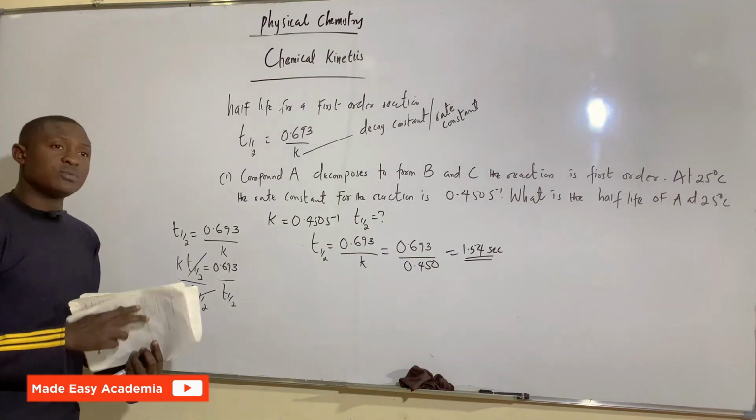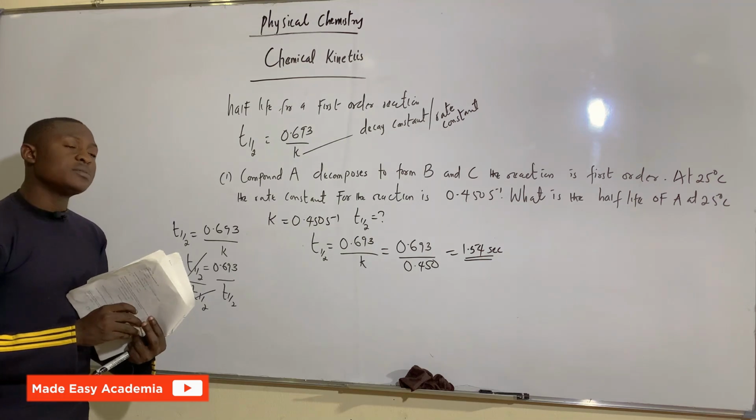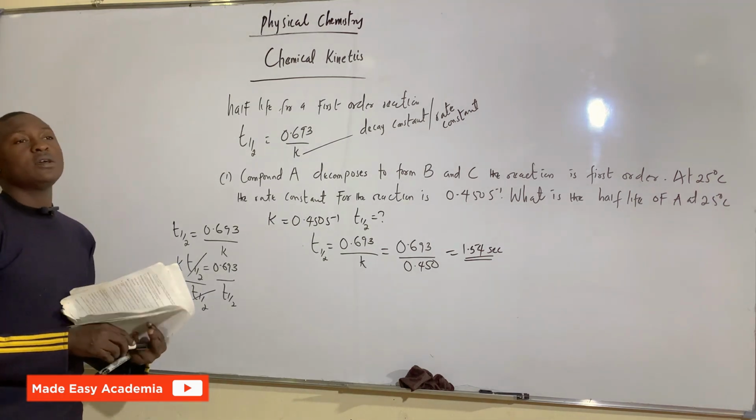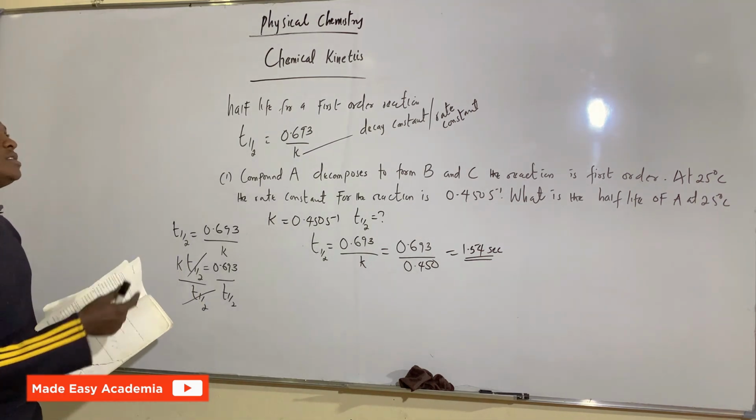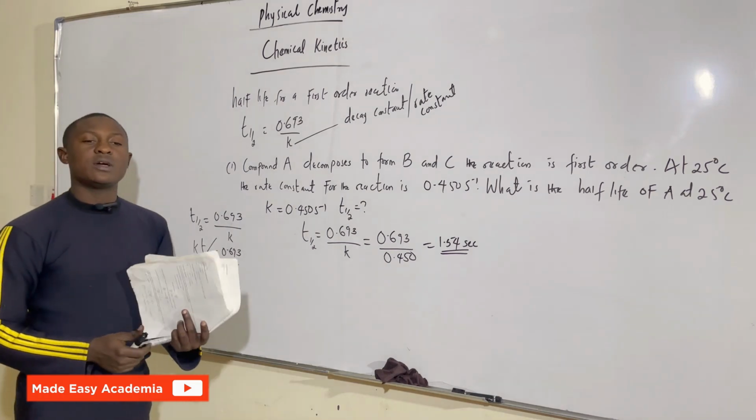You can see that it's very simple. How to determine the rate law is simple, how to determine the order, how to classify it, and how to find the half-life of the first order reaction.